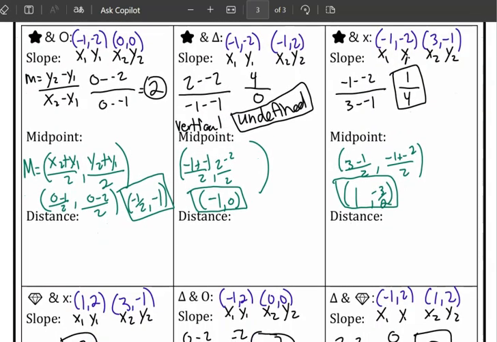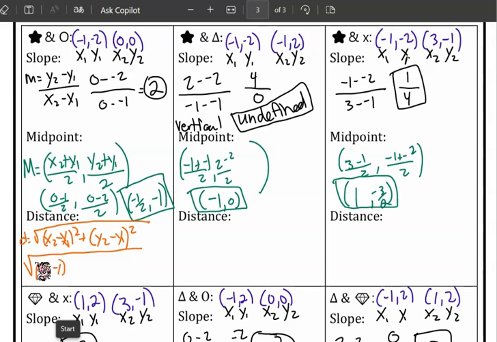Alright, go ahead, find the distance. Let's do this one. Remember, the distance is equal to the square root of x2 minus x1 squared plus y2 minus y1 squared. We have the square root of 0 minus -1 squared plus 0 minus -2 squared. Square root of 1 squared plus 2 squared. That's the square root of 5.